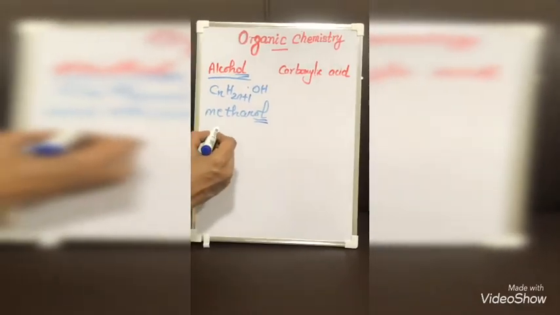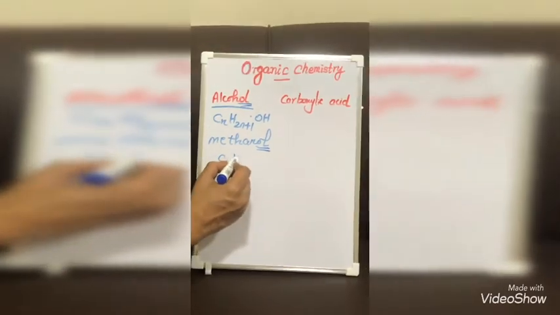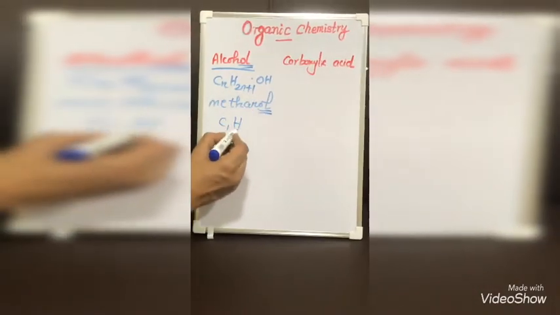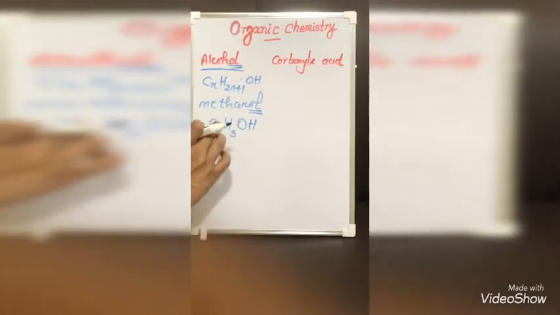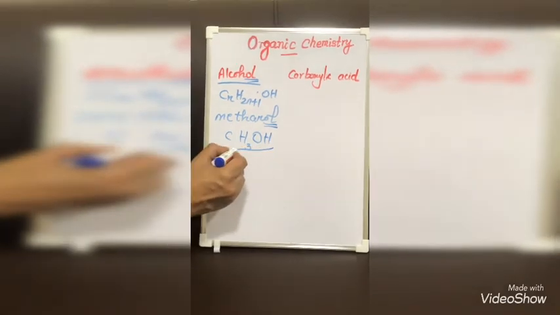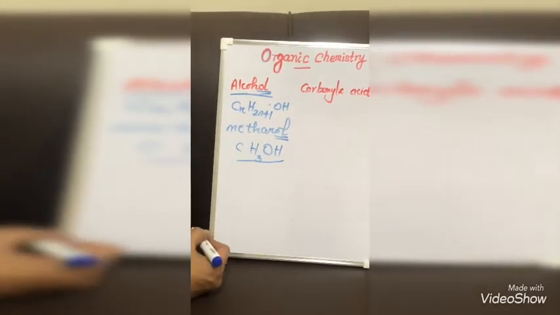So methanol will have one carbon atom, so C1. Hydrogen would be 2 into 1 plus 1. That means 2 into 1 is 2, 2 plus 1 is 3. So CH3OH. The 1 is not necessary to show. So CH3OH is methanol. Now the next member would be ethanol.